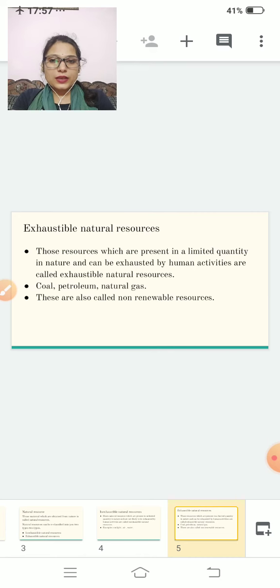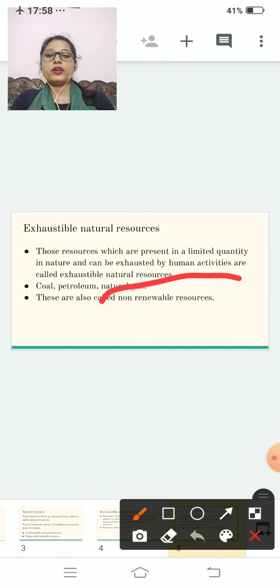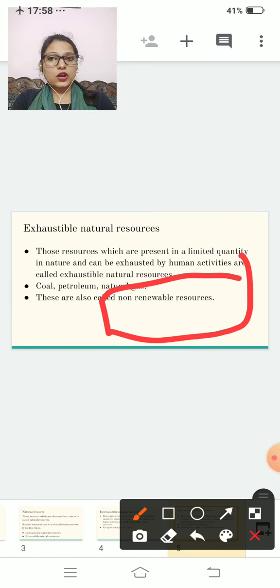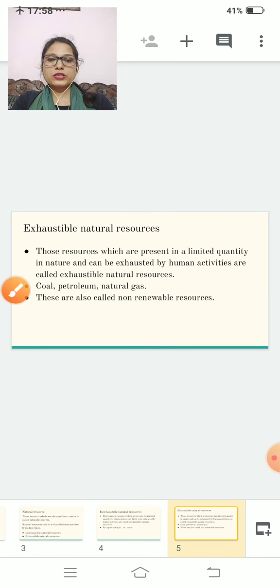If you use it, it will finish, and to form it again will take many years. Clear? It is not easy to make it again. So it is very important to use it in an accurate amount. Don't waste any natural resources. Now, exhaustible natural resources are also known as non-renewable resources, and inexhaustible natural resources are called renewable resources. Clear?